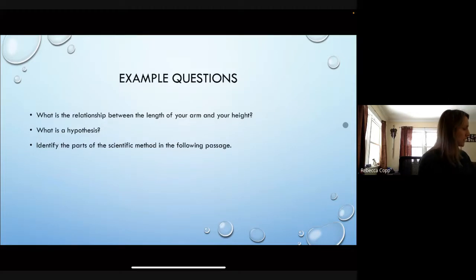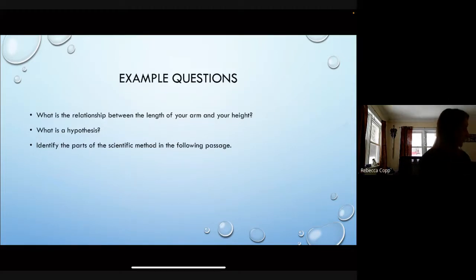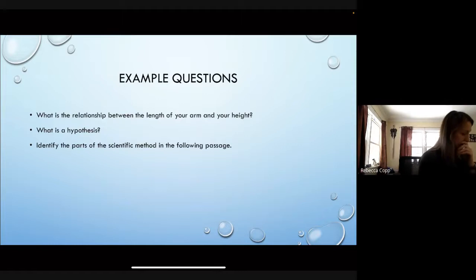And then you guys did your own. So I don't know that you'll get a question on your own experiment, but you definitely need to know what you were doing when you were measuring arm length and height, how to find each of those things using those formulas. So some examples of questions that you might get on this lab practical would be, what is the relationship between the length of your arm and your height? Again, 40% or 0.4. What is a hypothesis? And identify the parts of the scientific method in the following passage, which we just did a sample one. So that's really the end of lab 1.